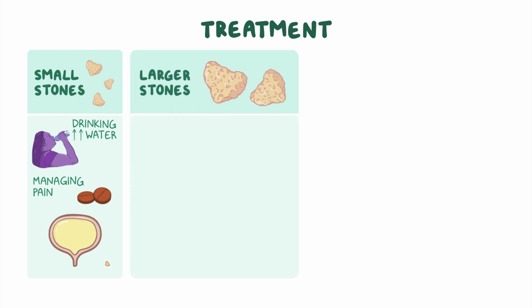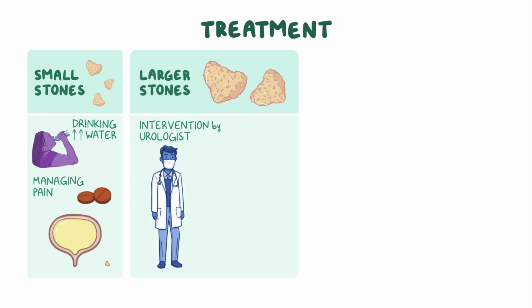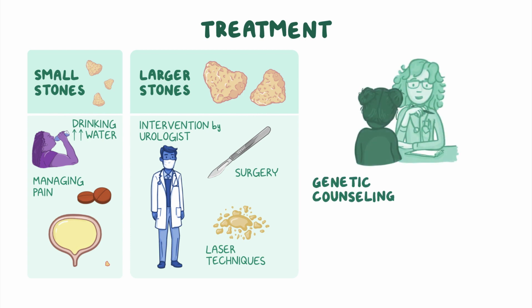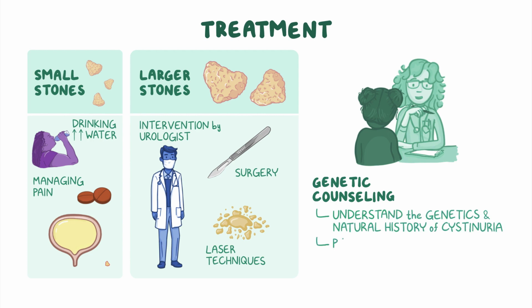Larger stones that can't pass on their own may require intervention by a urologist, especially if they are obstructing urine flow. Surgery may be needed to physically remove them, or laser techniques may be used to break them into smaller pieces. Finally, genetic counseling is recommended for patients and their families to help them understand the genetics and natural history of cystinuria and to provide psychosocial support.